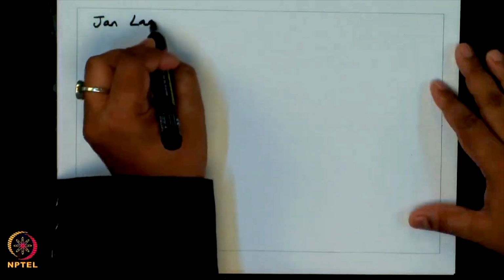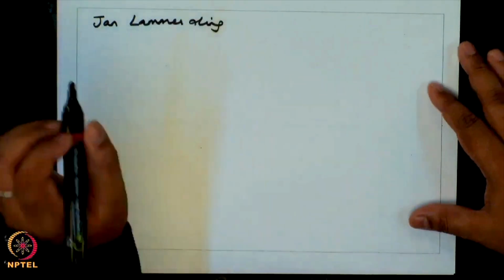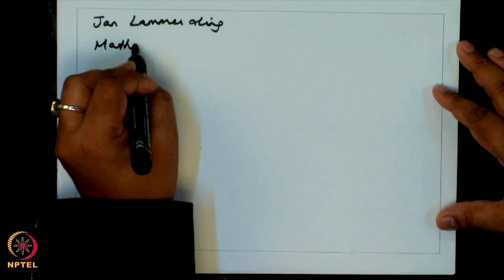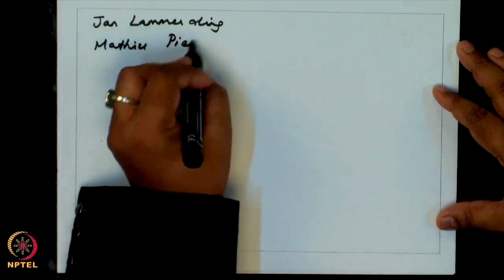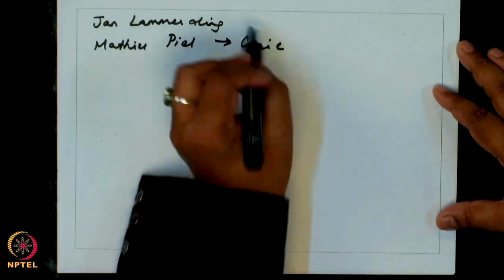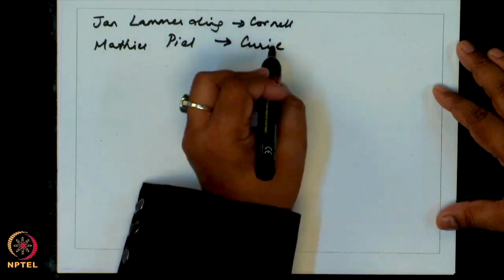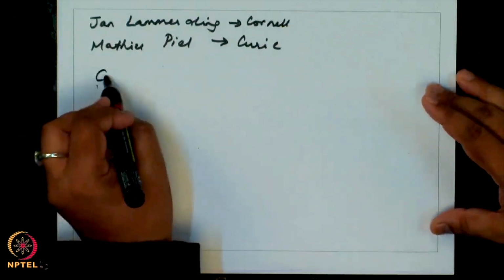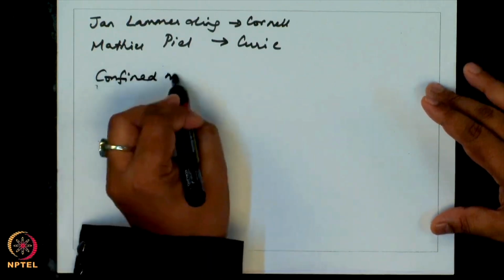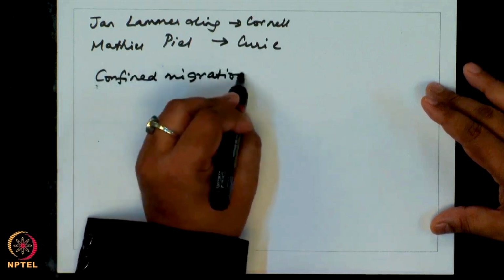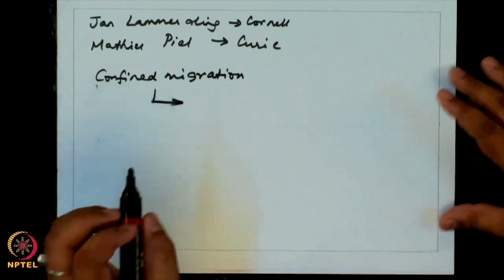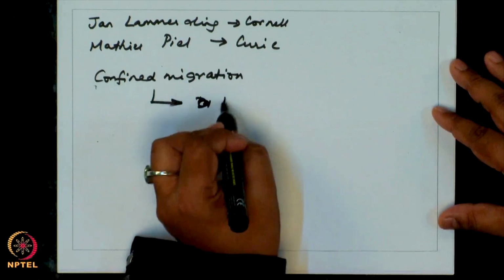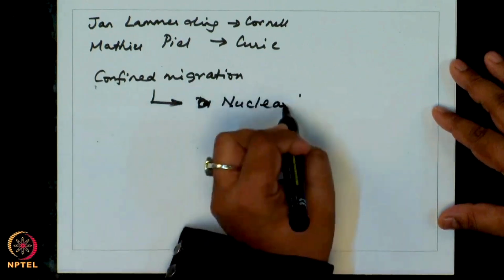There are two groups: the groups of Jan Lammerding at Cornell and Matthew Piel at Institut Curie. What they showed is that when you have confined migration, you can have a lot of nuclear rupture events.